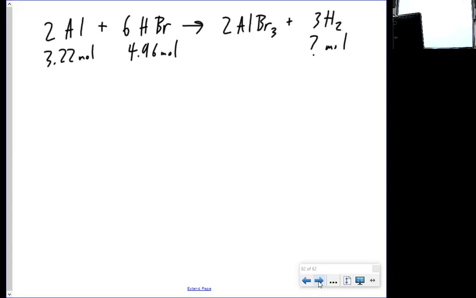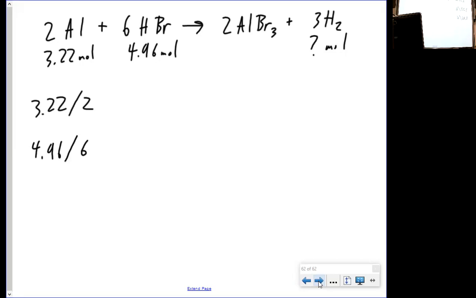All right, change the moles. Good news, it's already done. So my moles are up there. All I'm going to do is check my moles, divide them by my coefficients. 3.22 divided by 2. 4.96 divided by 6. I've got a good idea what's lower, but you might want to type this one in. Well, actually, you don't need to type it in.